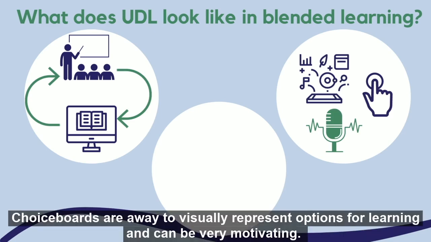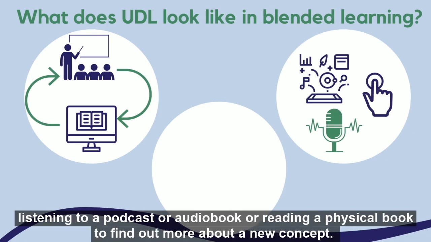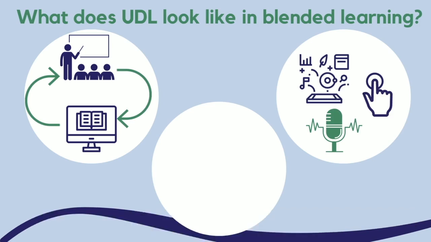Choice boards are a way to visually represent options for learning and can be very motivating. Learners could also engage with learning resources in different ways, for example, watching a video, listening to a podcast or audiobook, or reading a physical book to find out more about a new concept.